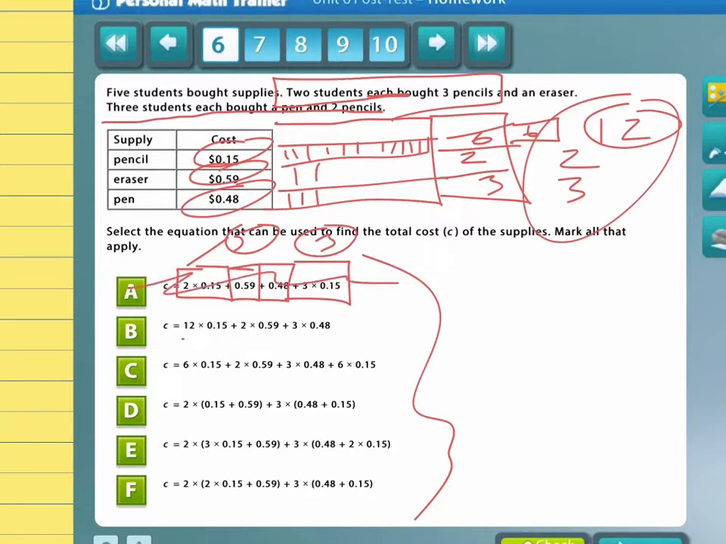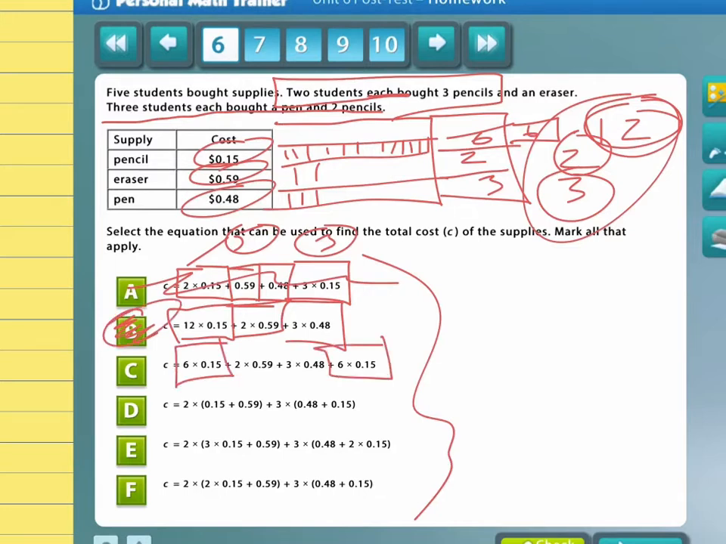This one shows me 12 pencils, because 12 times 15, 2 erasers, because that's 2 times 59, and 3 pens. So does that match with what we have here? Yes, I have 12 pencils right here, 2 erasers, and 3 pens. So B looks like it could be a possible answer.